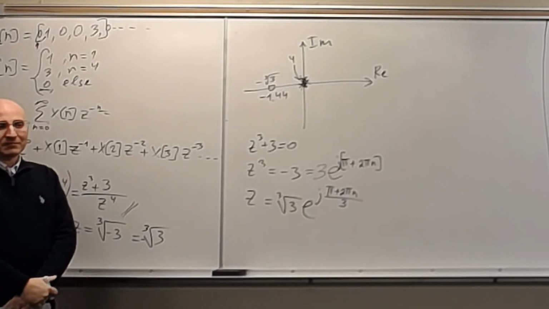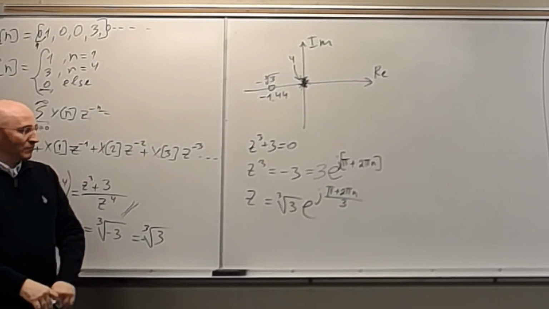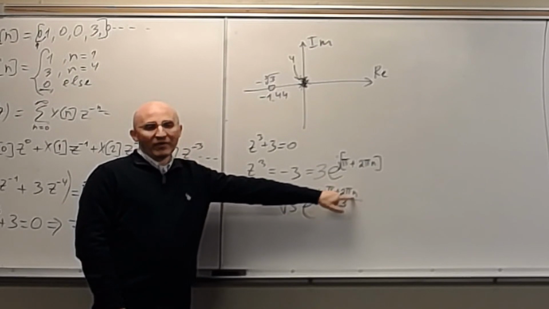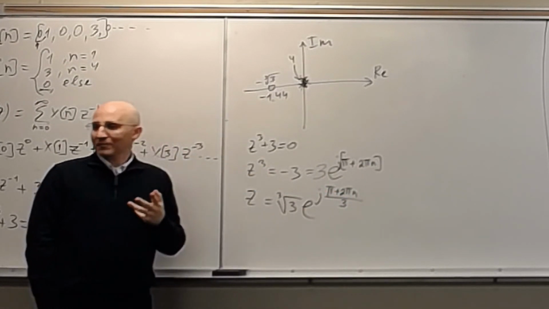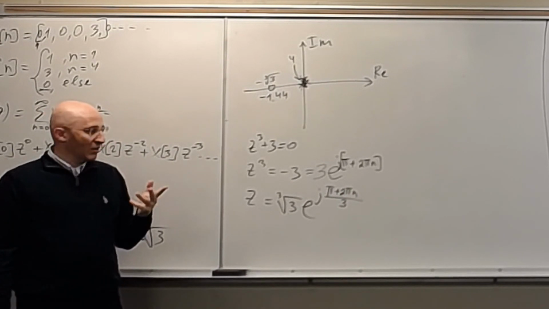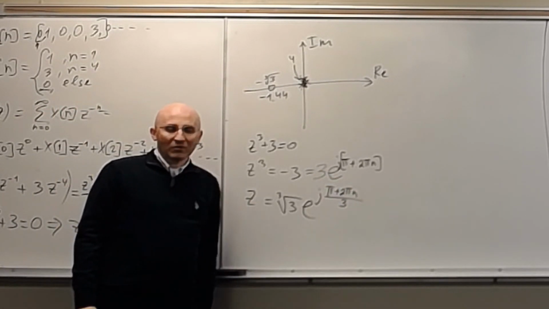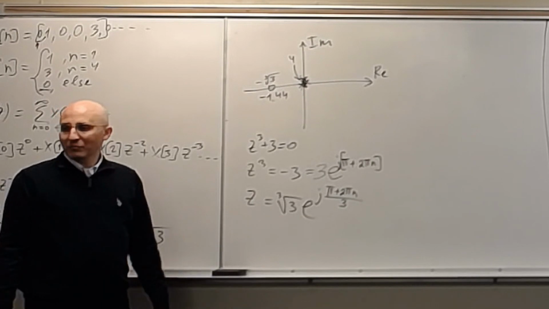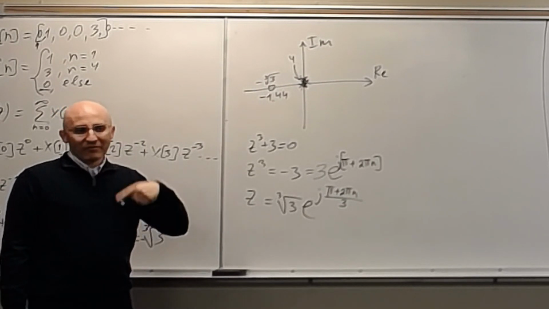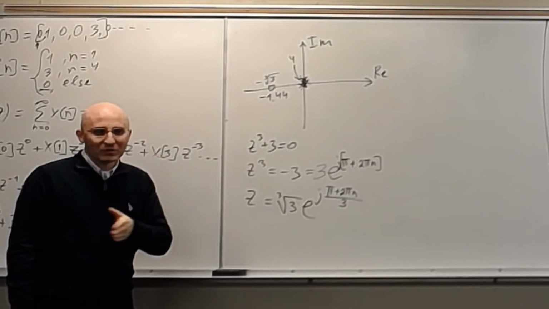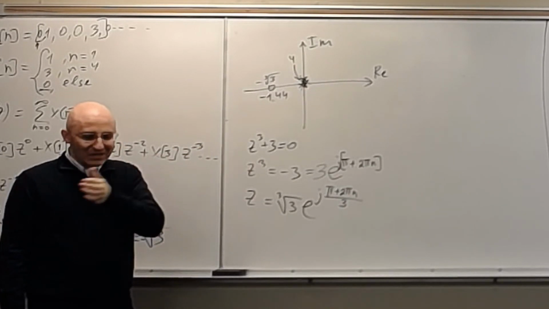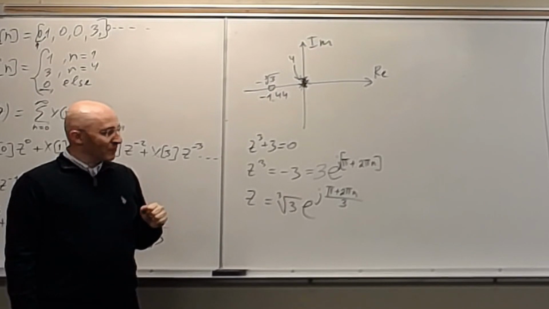This is what it is. Now, pick any 3 consecutive n's, and you'll get 3 different complex numbers. It doesn't matter from which n you start. Let's say you can start 0, 1, 2, or 5, 6, 7, whatever. Pick any. It repeats itself every 3 steps. Every 3 n's, it repeats itself. You will get exactly the same roots 3 times. 3 roots, then again the same sequence of the same 3 roots.